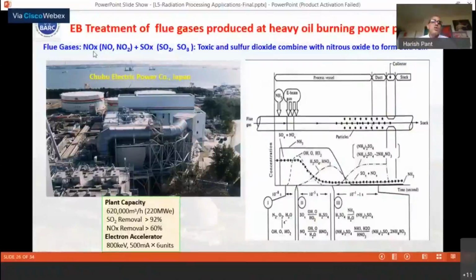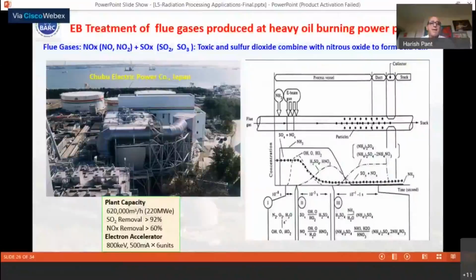We call it NOx, nitrogen oxide or nitrous oxide, and SOx, like sulfur dioxide. These gases are very toxic, and if they are released in the atmosphere, they lead to acid rain, which is really not a good environmental situation.